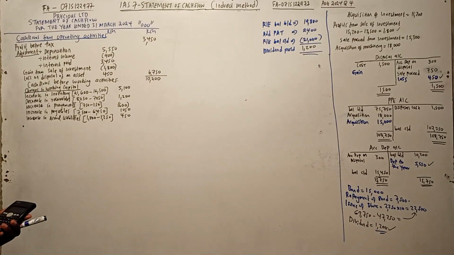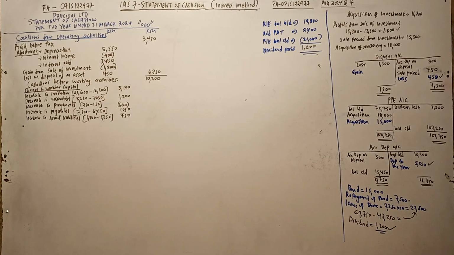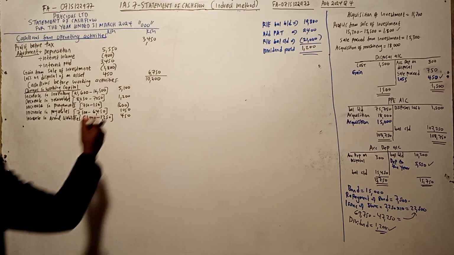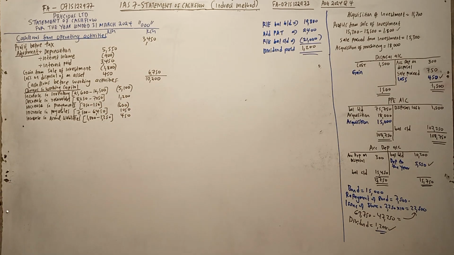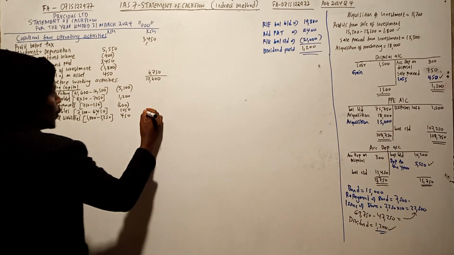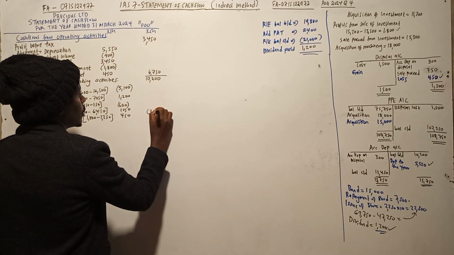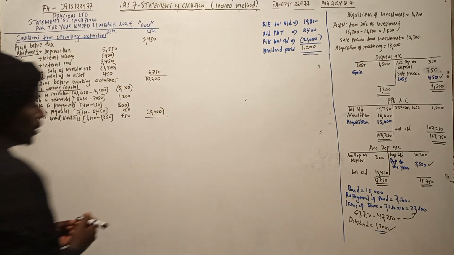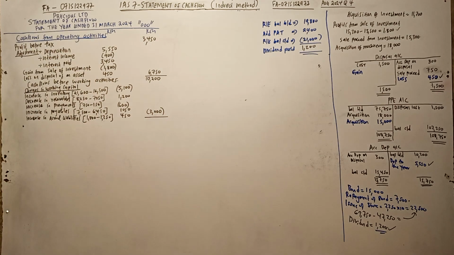So tunasema 5100 plus 1200. Hii ni kwanza tunafaa ku minus. This one is supposed to be minus 5100 plus 1200 minus 600 plus 1050 plus 450. So mimi napata minus 3000. So this is supposed to be minus 3000.